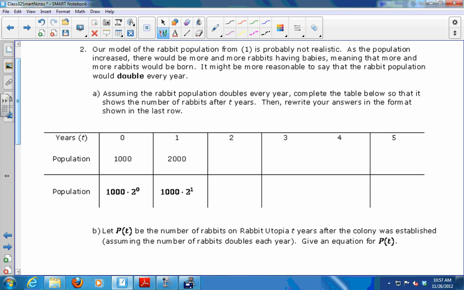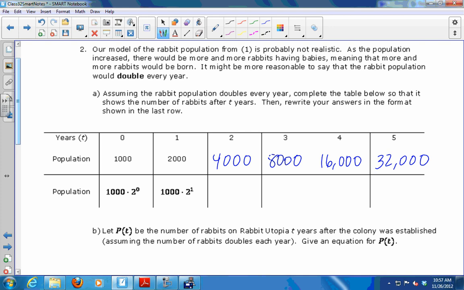Okay, so 1,000, you double, you get 2,000. When you double 2,000, you get 4,000. Double that, and you get 8,000. And double that, and you get 16,000, and then 32,000. So then I want to rewrite each of these numbers, 4,000, 8,000, 16,000, 32,000, in the format that I've given you in this third row here.